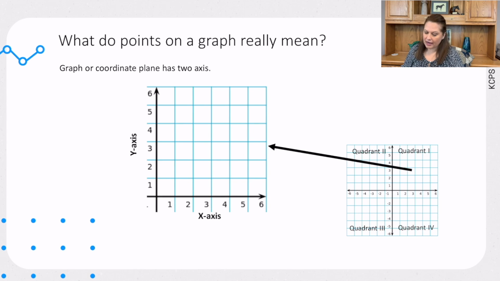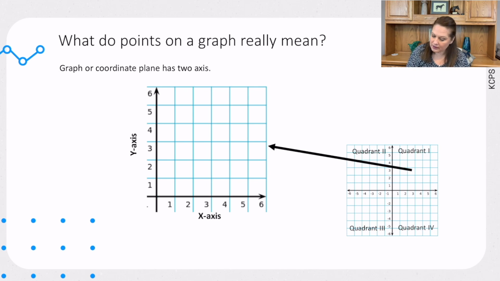What do points on a graph really mean? So you'll notice that we have our 4-quadrant graph in the corner. At the top right, we have quadrant 1, and it goes counterclockwise, quadrant 1, 2, 3, and 4. When we're working primarily in 7th grade right now with proportional relationships, we're only going to be looking at quadrant 1 because both of our values are going to be positive. And in quadrant 1, the x value and the y value are both positive.